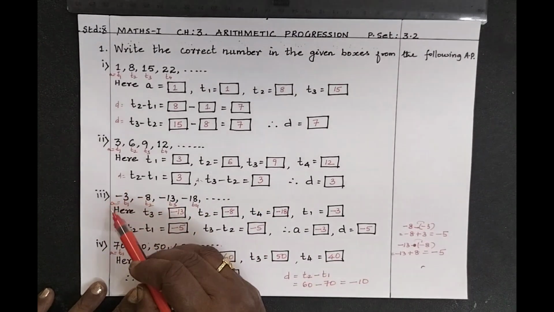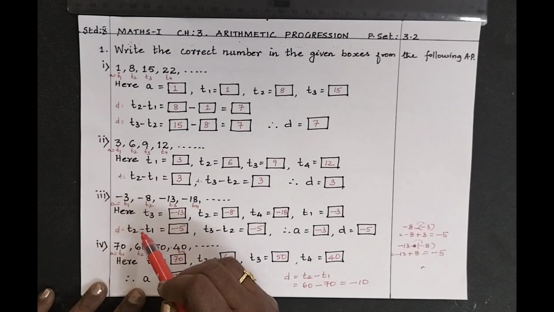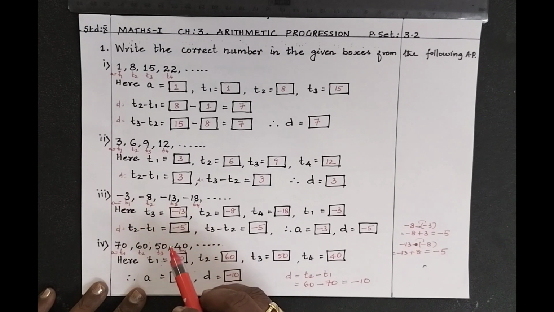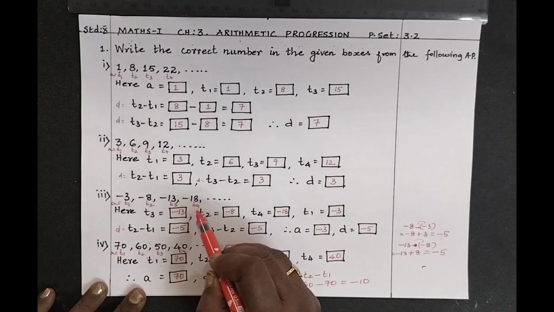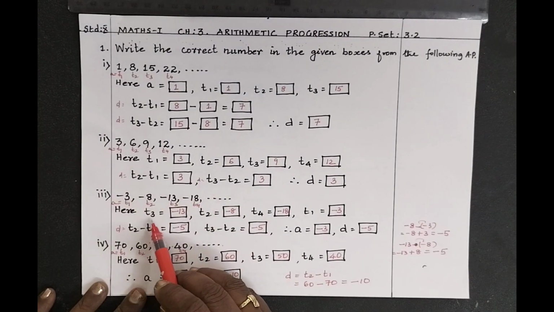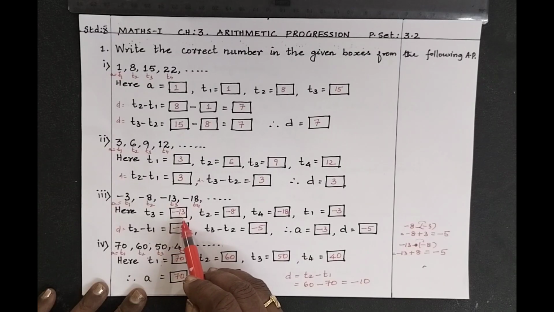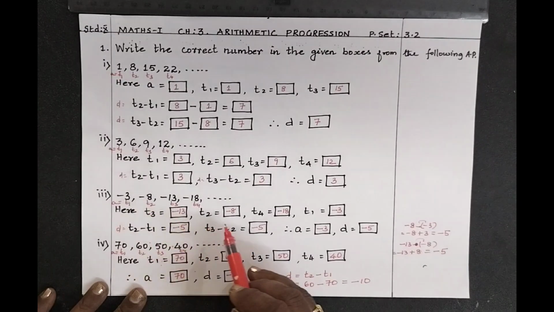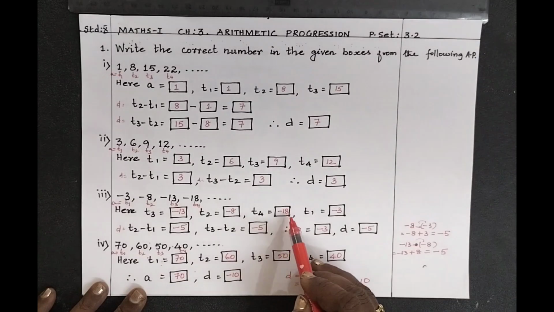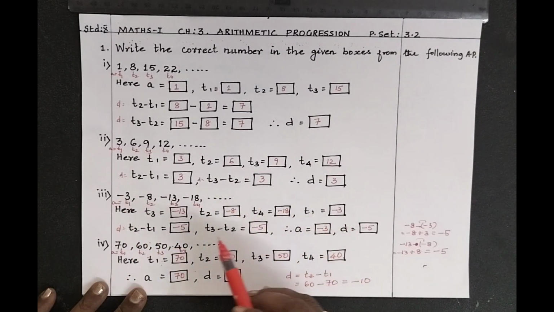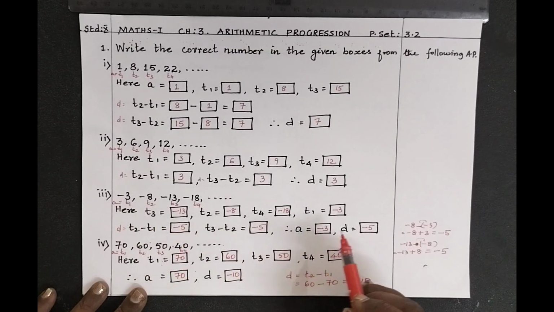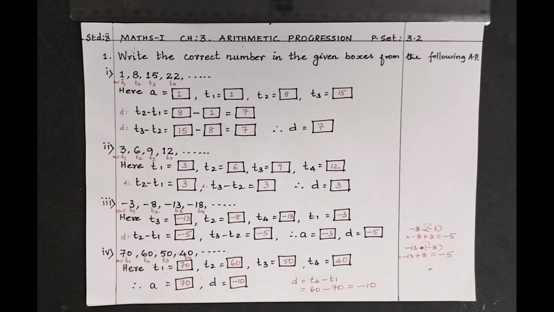Now third sum, minus 3, minus 8, minus 13, minus 18, etc. So minus 3 is the first term. A and T1 is minus 3. T2 is minus 8. T3 is minus 13. T4 is minus 18. Here T3 is asked first. T3 is what? Minus 13. T2 is the second term, that is minus 8. T4 is the fourth term, that is minus 18. T1 is the first term, that is minus 3. So look carefully and write.